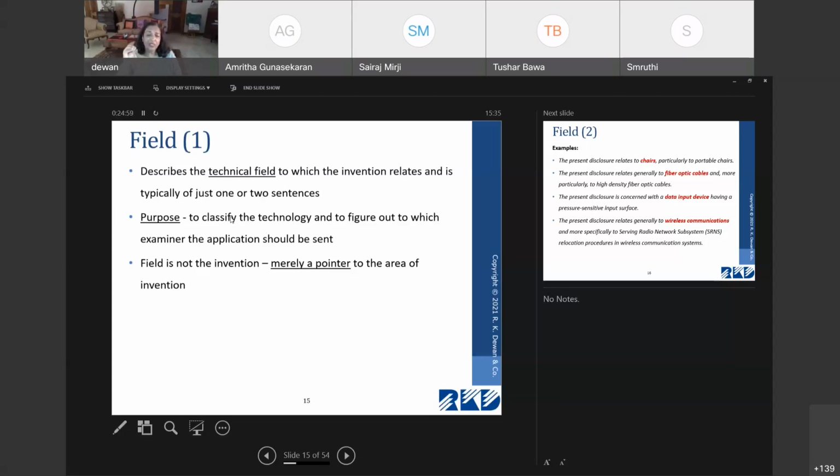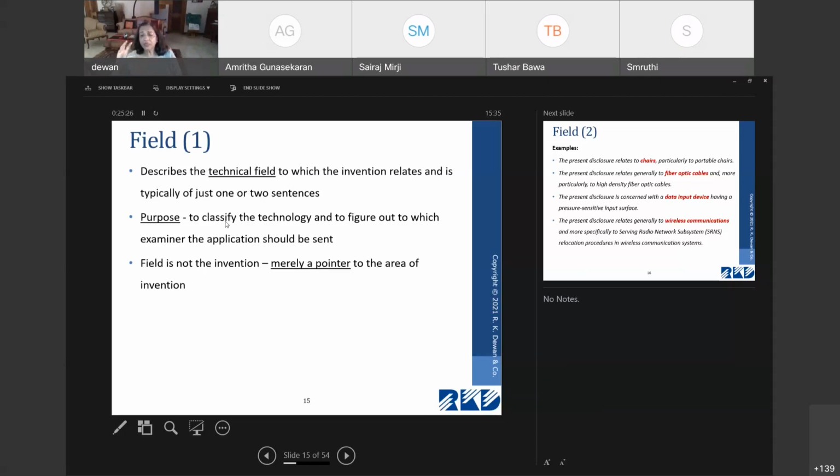The novelty does not need to come here. We need to simply describe the technical field to which the invention relates in one or two sentences. And the purpose is to classify the technology. Basically, whoever is going to read this field is at most the administrative person at the patent office, whether it is an Indian patent office or a US patent office.